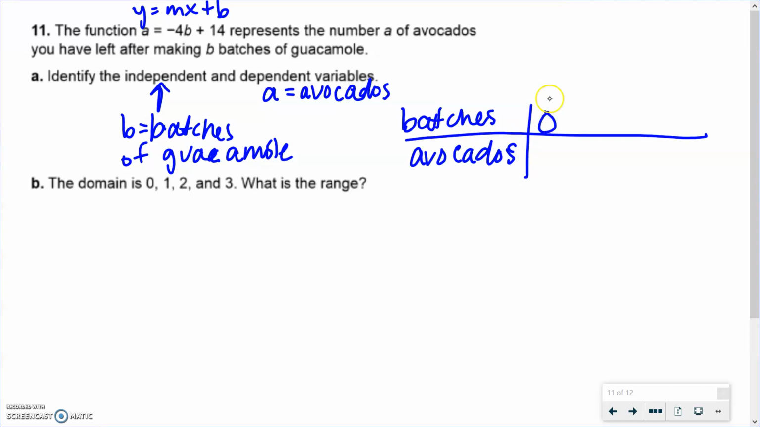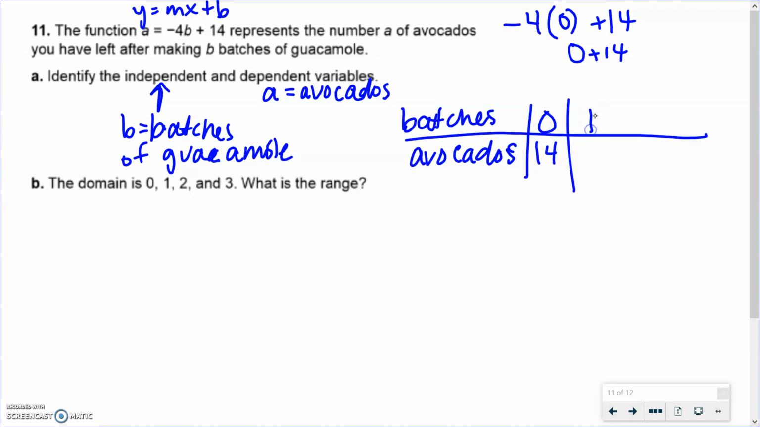If I make 0 batches of guacamole, I need to plug that in here and say, okay, 0 in place of the B plus 14. So negative 4 times 0 is 0, and 0 plus 14 is 14. So our output would be 14. So if we make 0 batches of guacamole, we have 14 avocados left.